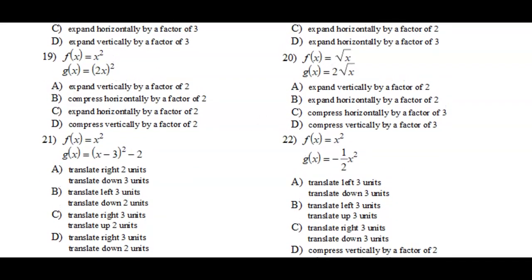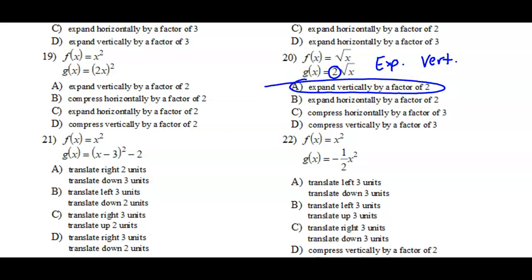Let's go ahead and take a look at number 20. So I've got a number outside the parentheses multiplying there. So that's a vertical transformation. Also, it's a number bigger than 1, which means that it's going to be an expansion. So we have a vertical expansion.